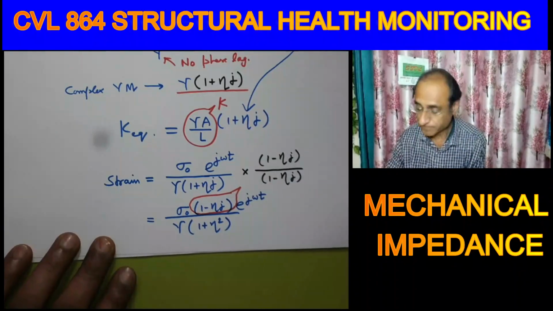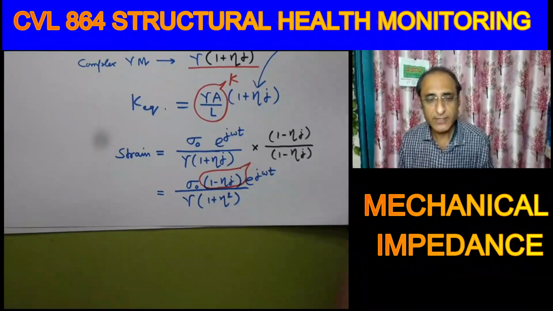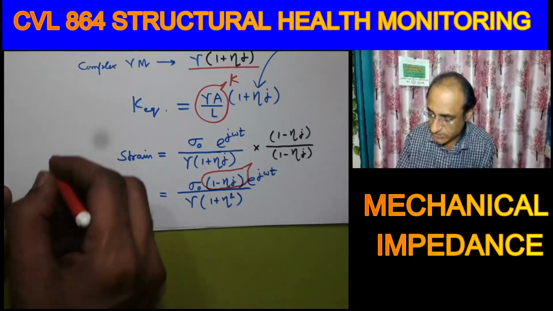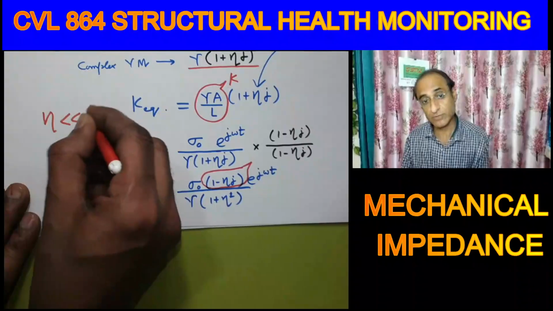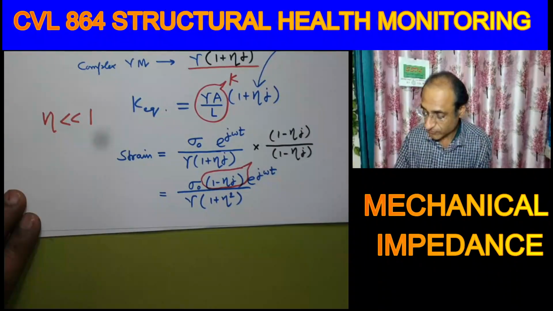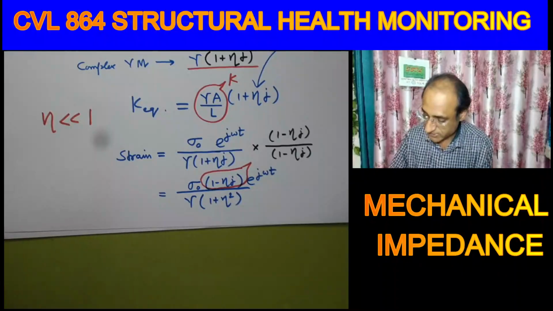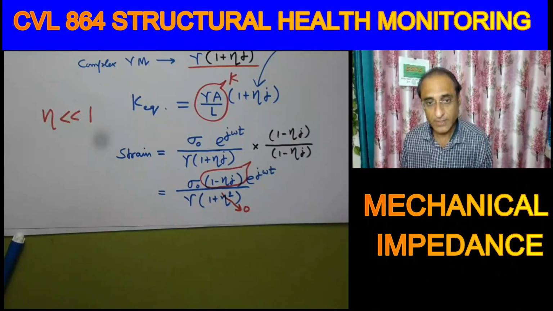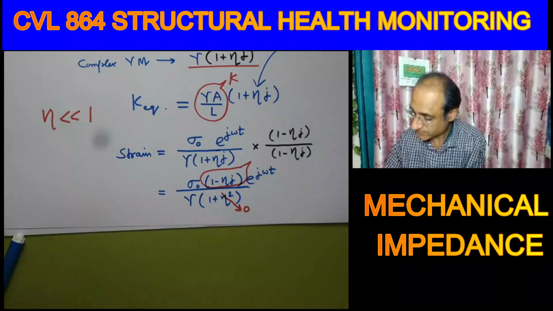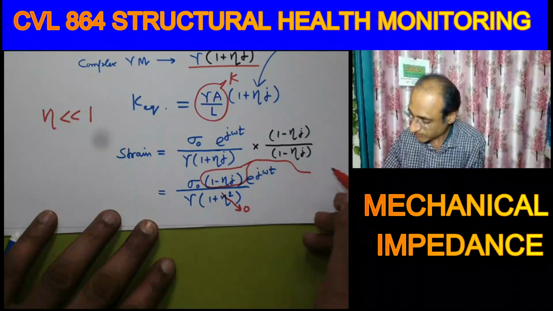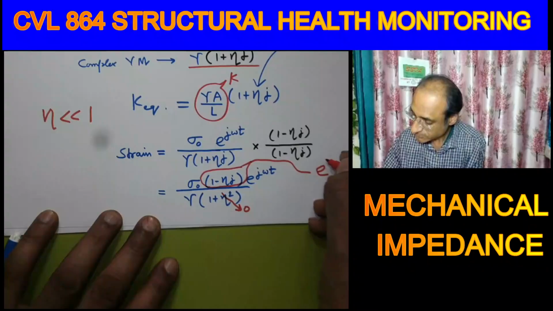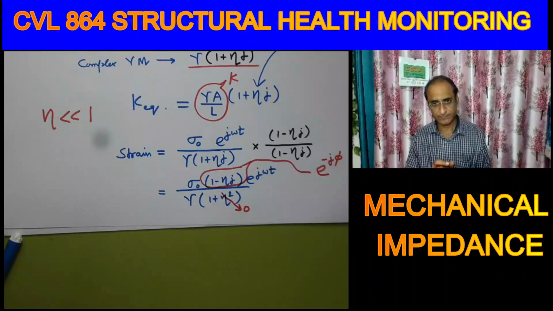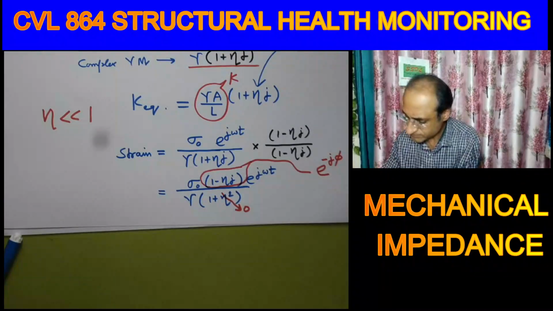It has been found that usually the damping is very small. The fractional contribution of damping is very small, so this term η is very small. So in the denominator we can approximate η² as 0, and in the numerator this term can be written as e to the power minus jφ, where φ is a very small angle.